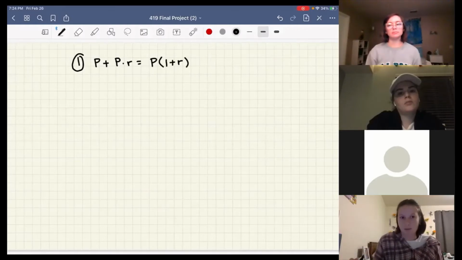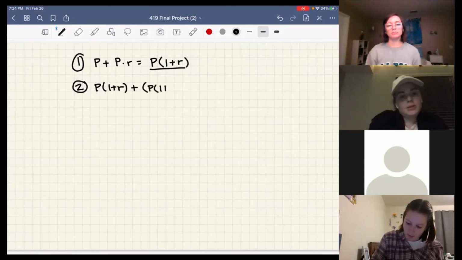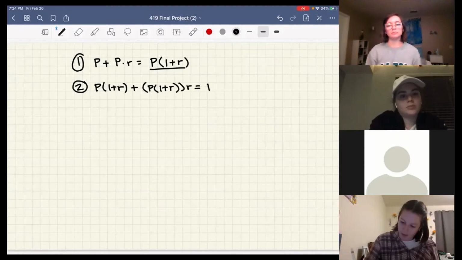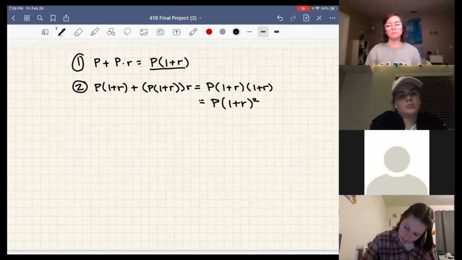Then to create a simple formula for the end of the second year, you would simply plug P times 1 plus R into the formula for the first. So we would have P times 1 plus R plus P times 1 plus R times R. And once simplified, you get P times 1 plus R times 1 plus R. And simplifying it again, we would have P times 1 plus R squared.